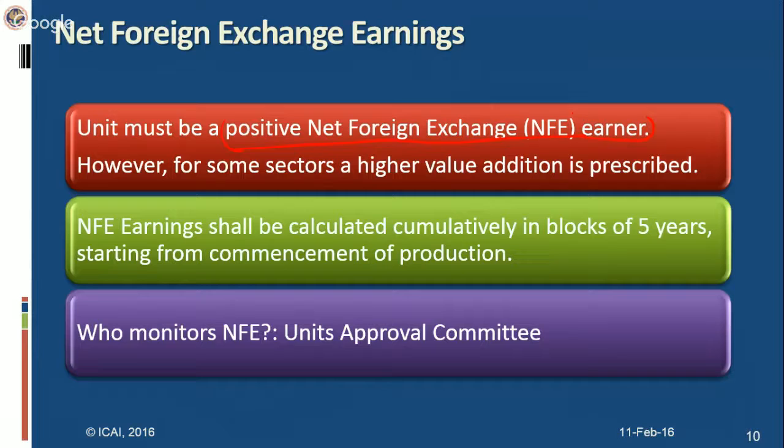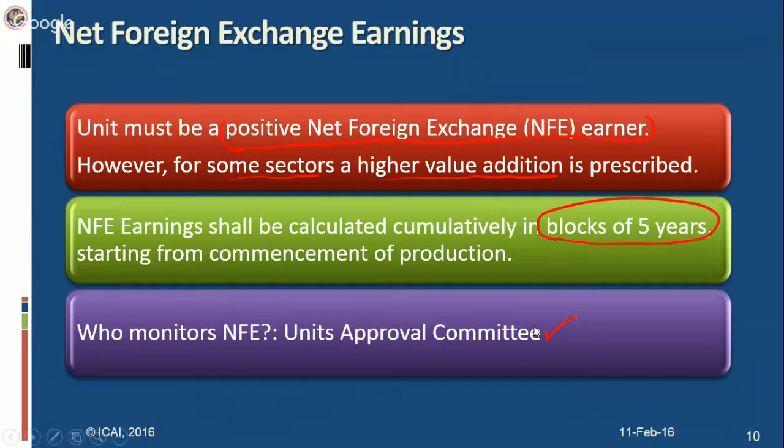But what if positive NFE is not achieved? Then in that case, it has to pay duty and interest in proportion to default. In case of certain sectors, a higher value addition is required. That means just having a positive NFE will not suffice. A certain percentage has been prescribed and that should be achieved. Now, this NFE earning shall be calculated for a block of 5 years. It will be calculated cumulatively in blocks of 5 years, and this will start from the commencement of production. And who monitors this NFE? The Unit Approval Committee monitors the NFE.